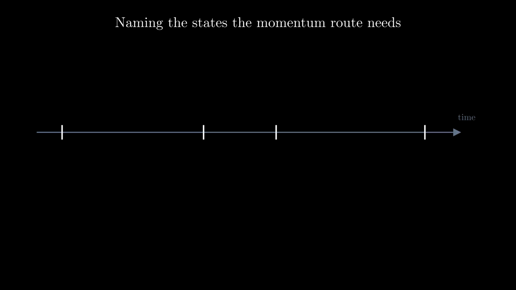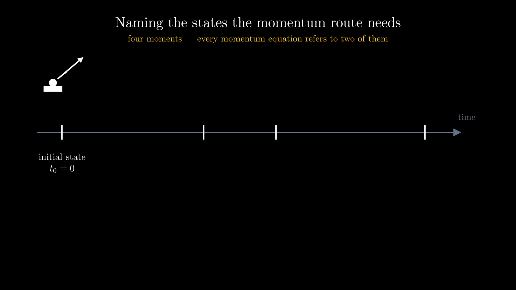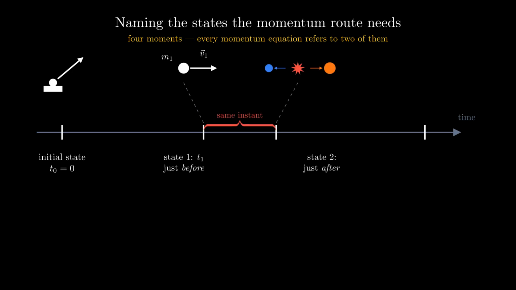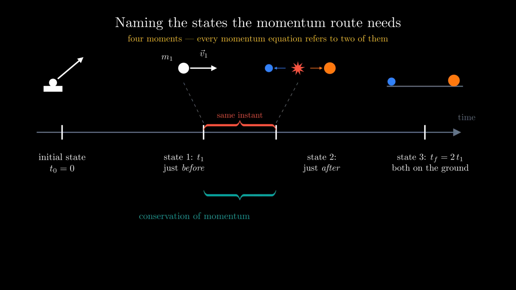The second route does look inside, and to keep the bookkeeping honest, we name the moments we care about. At the initial state, time t_0 equals 0, the projectile leaves the pad. At state 1, time t_1, it is at the top of its flight, still whole, an instant before the blast. At state 2, an instant after the blast, it is 2 pieces. At state 3, time t_f equals 2t_1, both pieces are on the ground. Conservation of momentum links state 1 to state 2. Kinematics carries state 2 through to state 3.